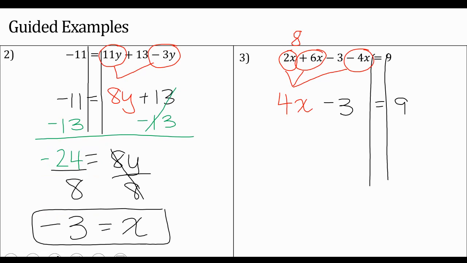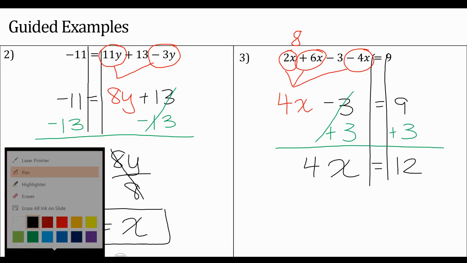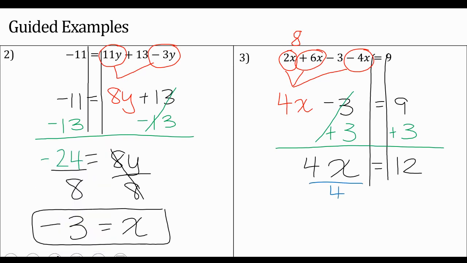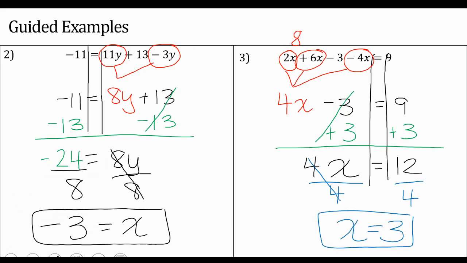And now we're going to solve using inverse operations. Add the 3 to both sides. That cancels here. I get 4x equals 9 plus 3 gives us 12. Last step here, divide by 4, and you get x equals 3. Okay, so to solve equations where we have like terms on the same side, make sure you combine them before you continue to solve.